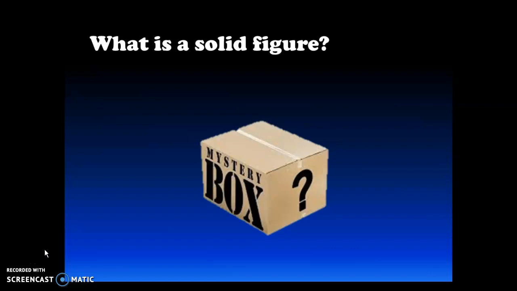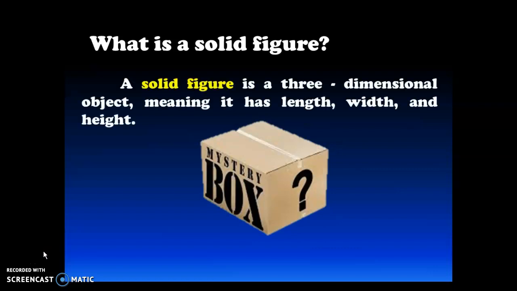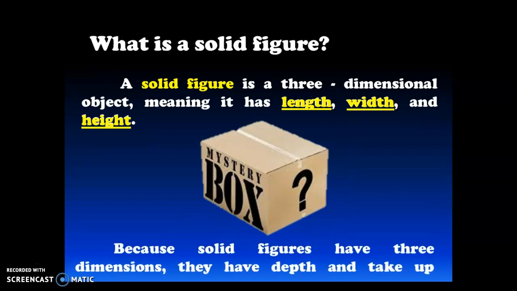So what is a solid figure? A solid figure is a three-dimensional object, meaning it has length, width, and height. Because solid figures have three dimensions, they have depth and take up space. Solid figures may have faces, edges, and vertices.